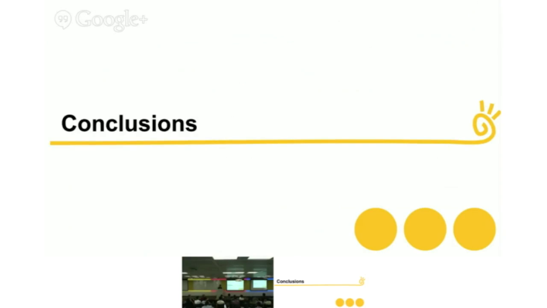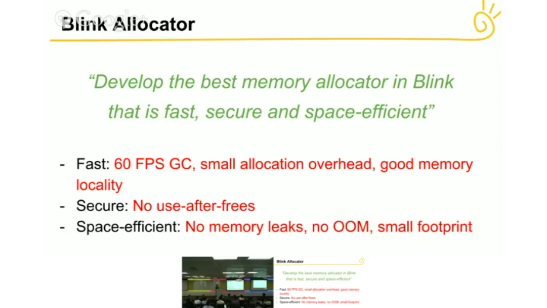Okay, so the conclusion. We are working on the Blink allocator, and the goal is to develop the best memory allocator in Blink that is fast, secure, and space efficient. Fast means 60 FPS GC, small allocation overhead, and good memory locality. Secure means no use after free. And space efficient means no memory leaks, no out of memory, and small footprint.